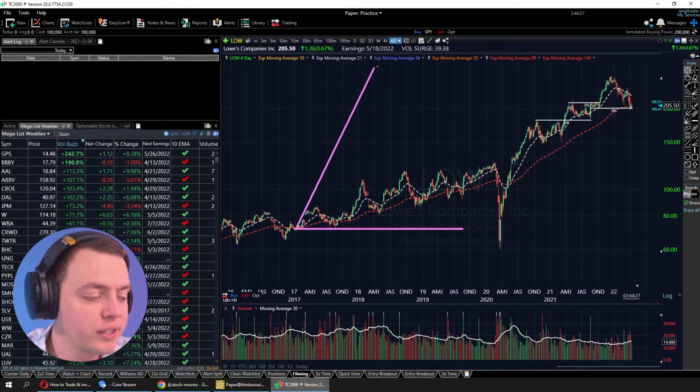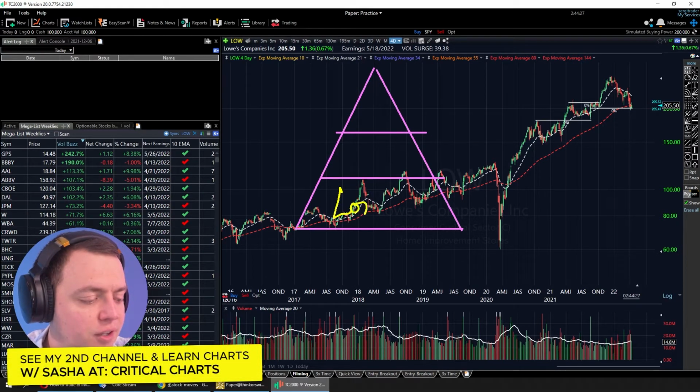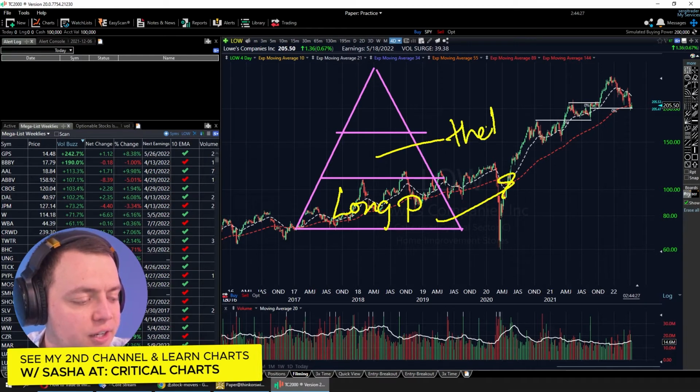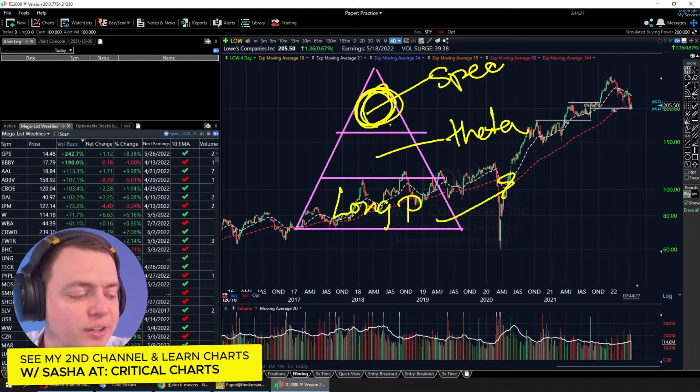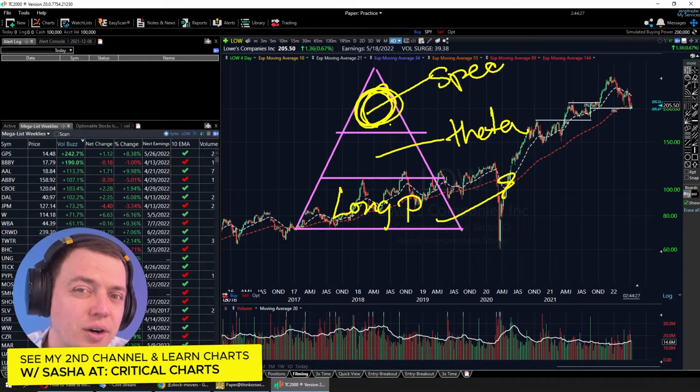For some people, I draw this for options where we have a base of a triangle. You have a lot of long portfolio trades at the base for things to go up, and a lot of theta trades. And then you have your speculative trades right here. The speculative trades are the tiny amount of trades, and that is kind of your day trades.